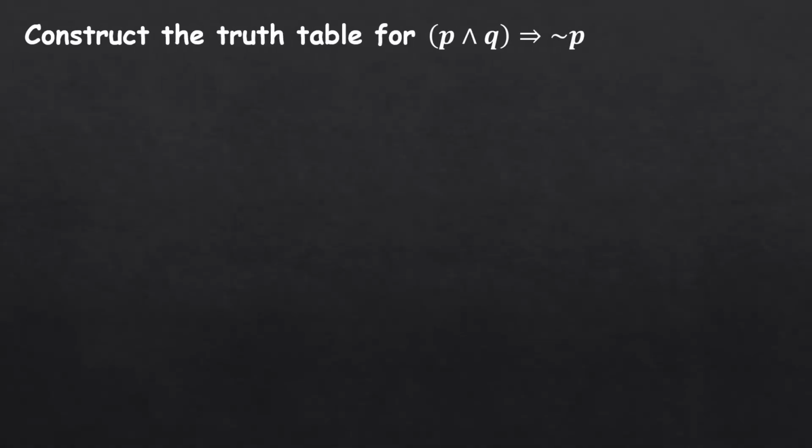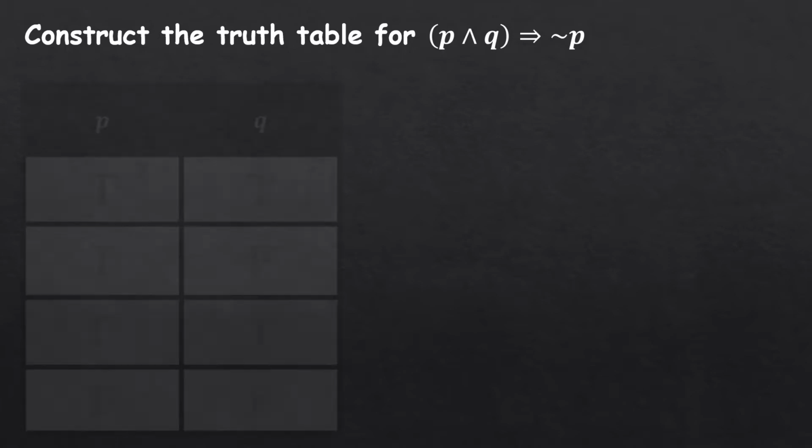Third example, we have the conjunction of P and Q implies not P. First, we identify how many variables we have so that we will know what truth table we are going to use. So in this logical statement, we have the variable P and we also have another variable Q. There is nothing else aside from that. Because we have two variables, we have to use the truth table with two variables.